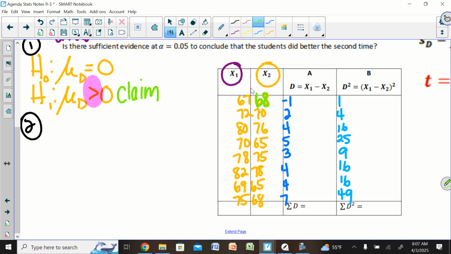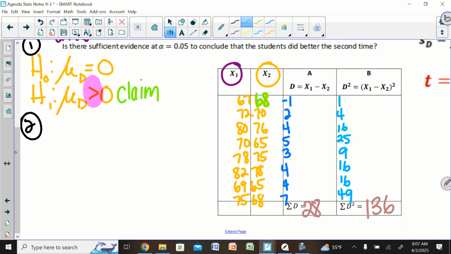So double check. I did all my differences. I do have one negative value, no problem, I just keep that in mind. When I did my sum of my differences, I got a 28. Double check my math. I squared every value from that column, added all those up, and I got a 136. You can get a negative value for your differences.